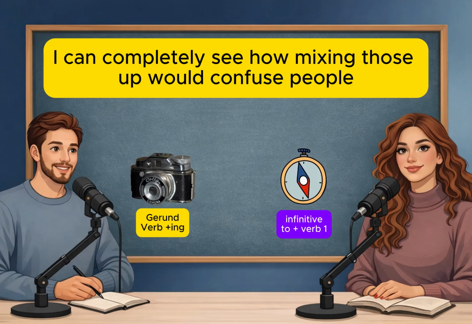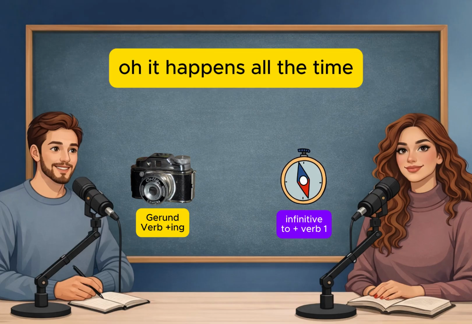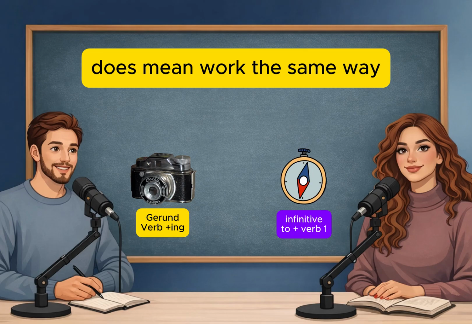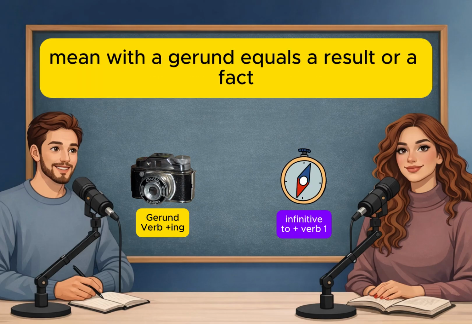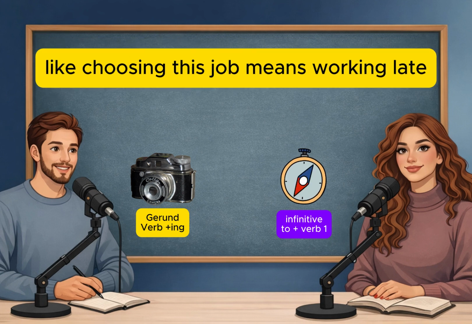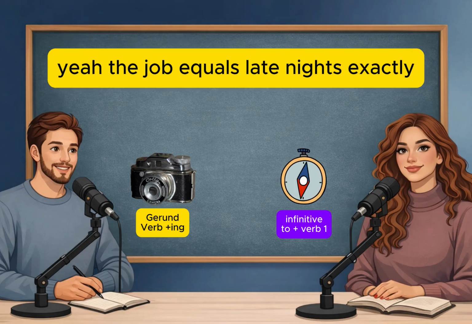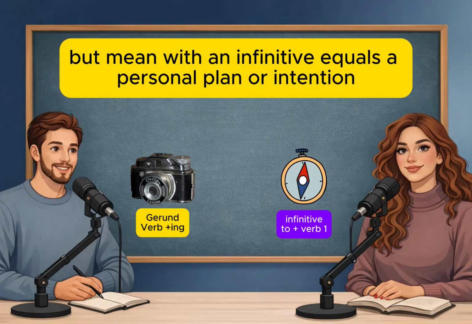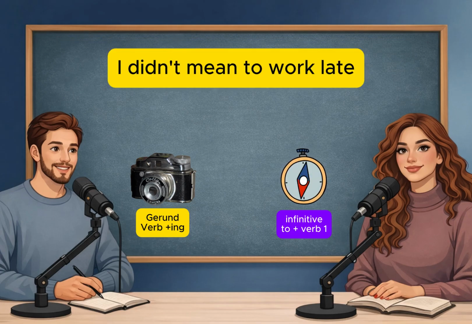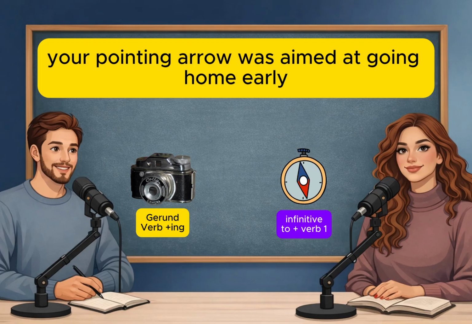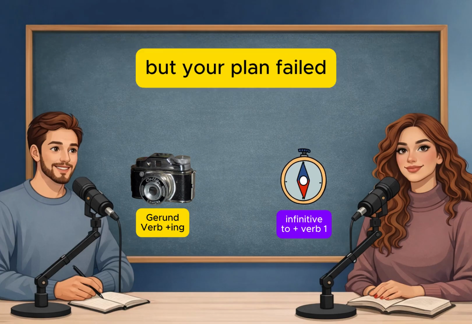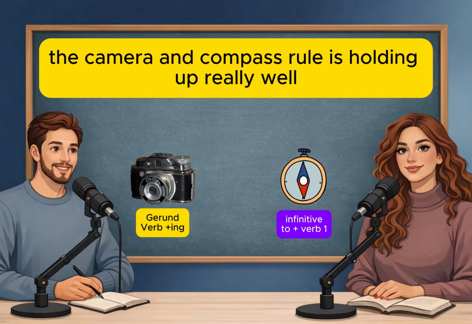I can completely see how mixing those up would confuse people. Oh, it happens all the time. Does mean work the same way? It does, yeah. Mean with a gerund equals a result or a fact. Like choosing this job means working late. You're just looking at a photograph of reality. Yeah. The job equals late nights. Exactly. But mean with an infinitive equals a personal plan or intention. I didn't mean to work late. Your pointing arrow was aimed at going home early, but your plan failed. The camera and compass rule is holding up really well.